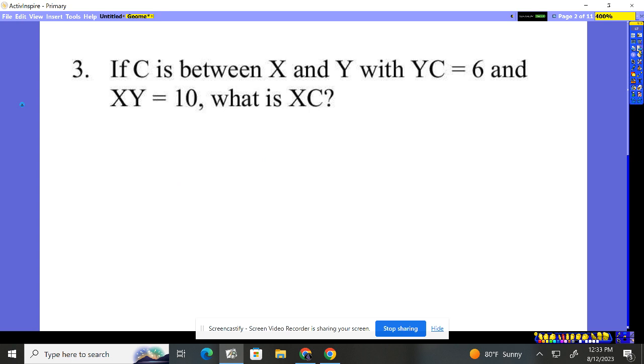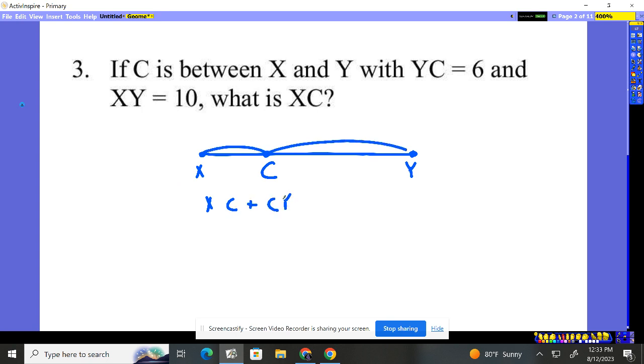So C is between X and Y. So I have X. I'm going to make it a line segment to Y. C is between it. Doesn't know where, but it's in between them. Now, that tells me X to C, this distance, plus that distance, C to Y, is going to add up to the whole distance, X to Y.